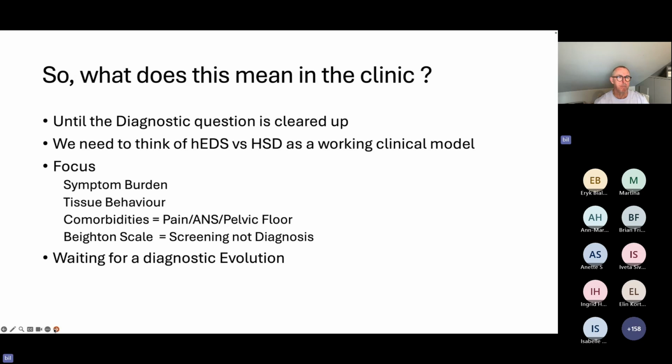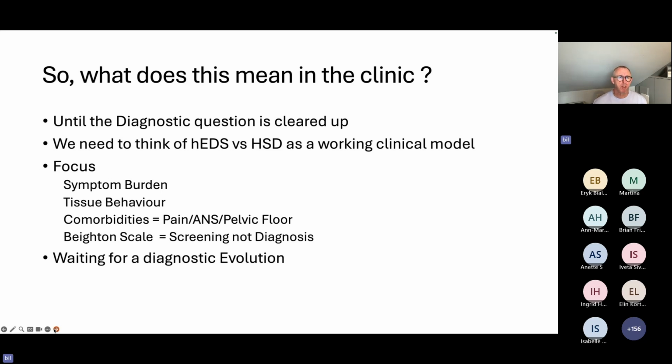So what does this mean in the clinic? I think it helps us perhaps focus more on what actually matters to the patient. And until the diagnostic question is cleared up, we need to understand hEDS versus HSD as a working model rather than rigid categories. Think of them as points on the spectrum. It's a clinical model, not a binary decision. So sometimes we get a bit hung up on saying, do you have hEDS or do you have HSD? Well, maybe we don't need to do that at the moment, and maybe things will be clearer later this year when the new paper is published.